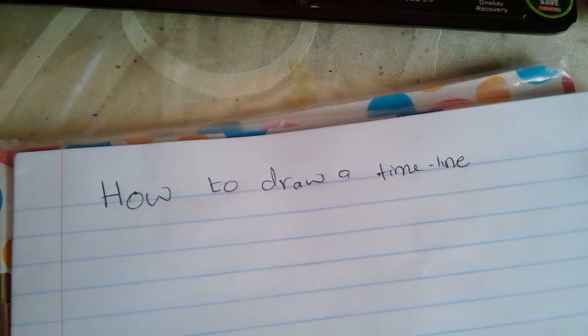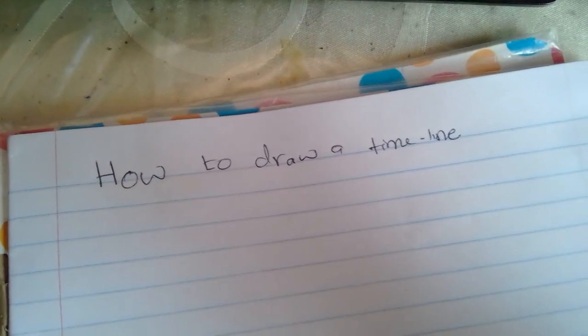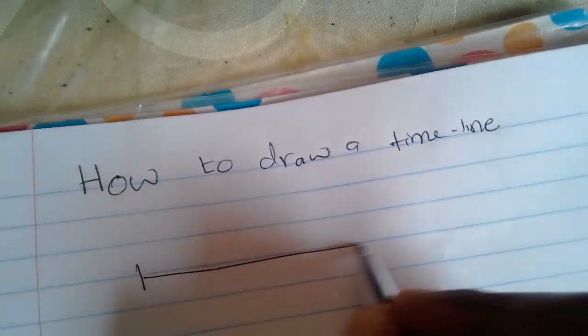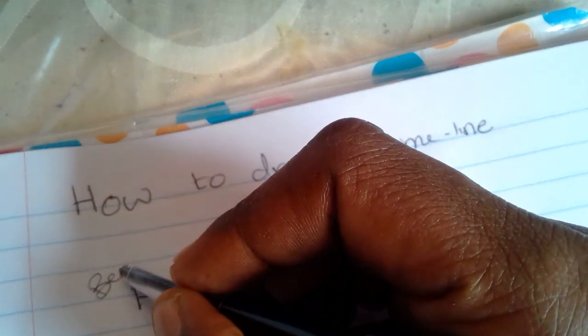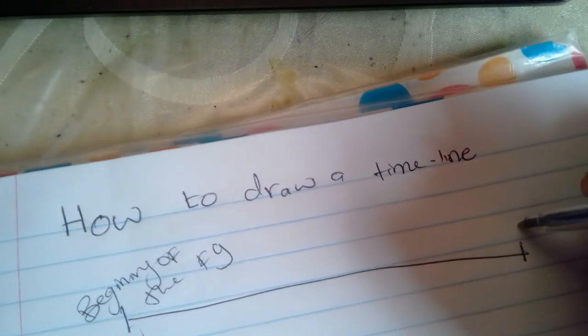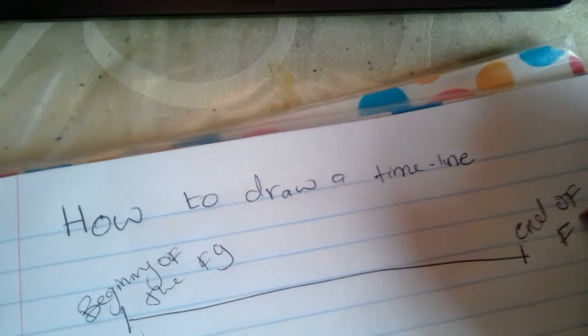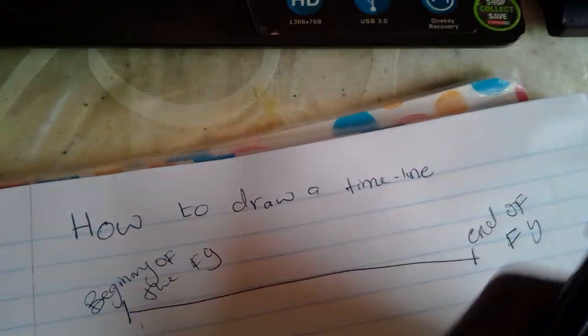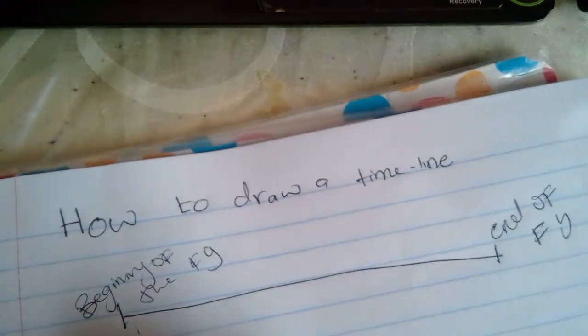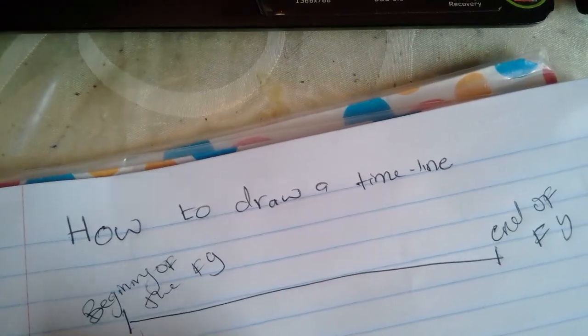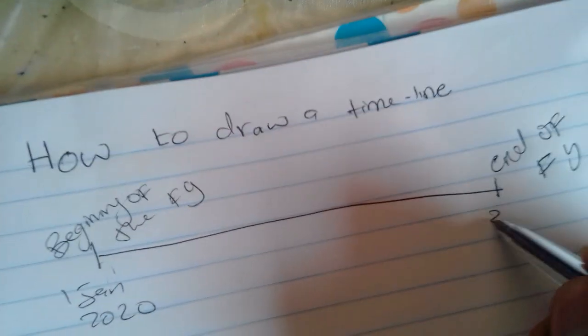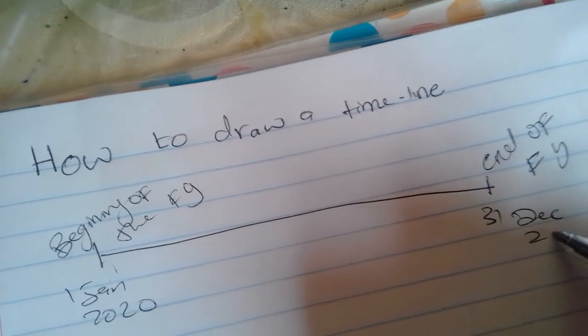So how to draw a timeline? When you draw a timeline, you must first identify the dates. You just draw a simple line, and at the first point you write the beginning of the financial year. After that, you write the end of the financial year. If your year commenced on 1 January 2020, the end of the financial year will be 31 December 2020.